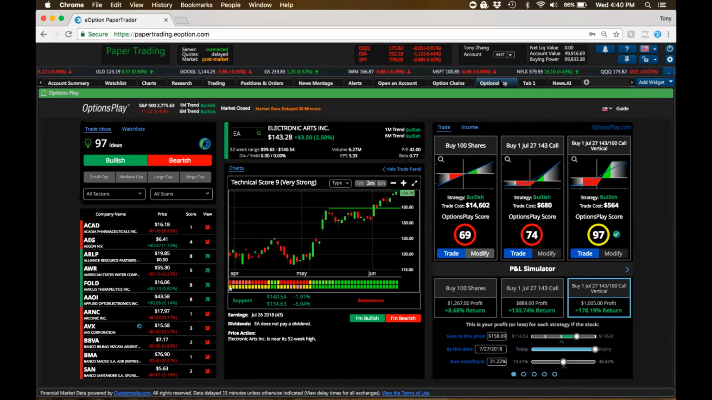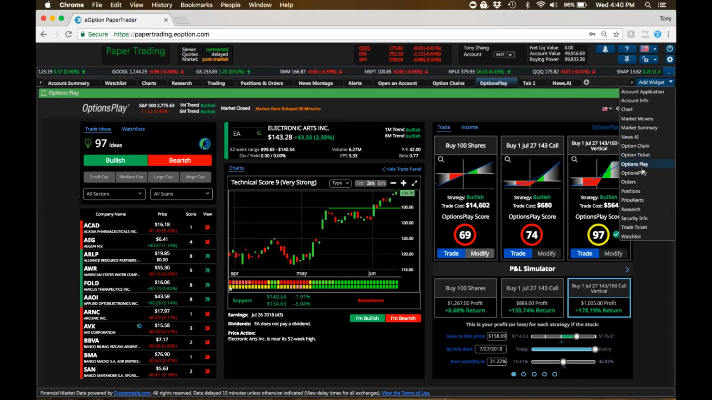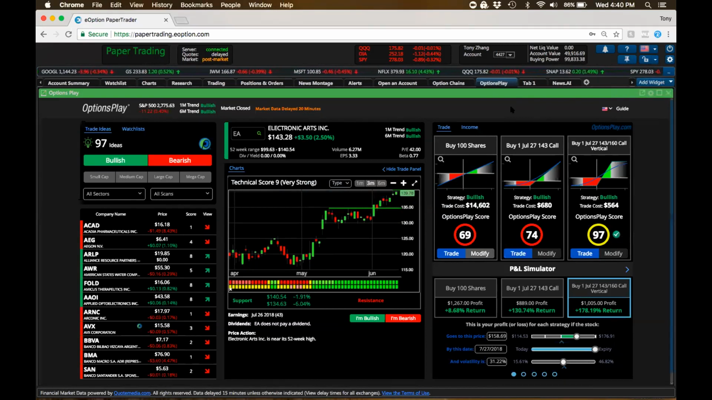Like Scott said before, to find the OptionsPlay tab, it's here on the upper right-hand corner. If you don't have it, you can always add it as a widget as OptionsPlay under the Add Widget tab. And if you don't see it, again, please contact your customer rep. They'll be able to help you with enabling that. So what you see here is the OptionsPlay tool. It's divided into 3 sections. We have trade ideas and watch list here on the left. We have our security analysis panel here in the middle, and we have trading and income here on the right.